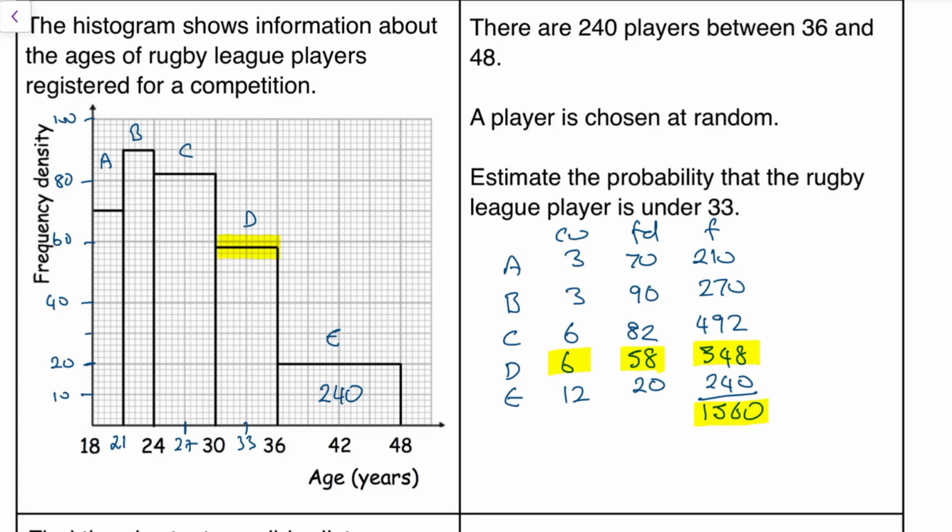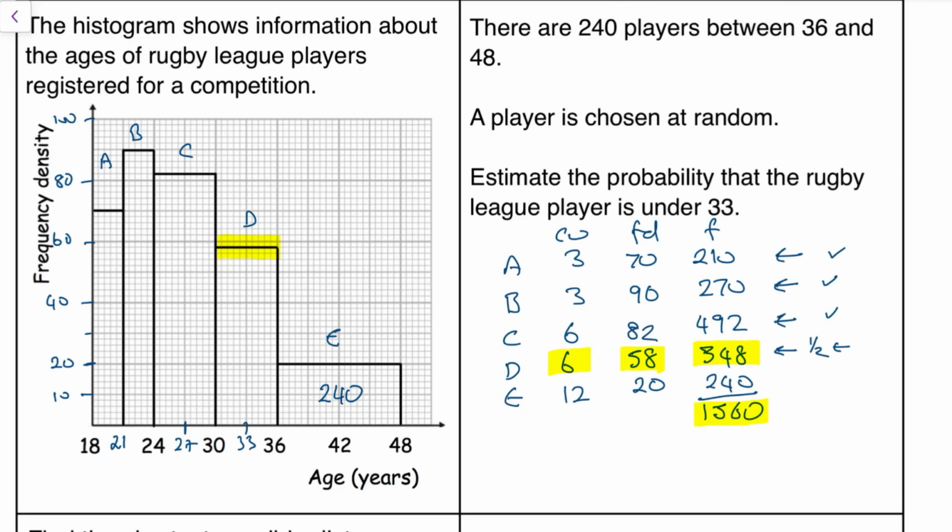Then what the question wants me to do, so it's a probability question. It says, estimate the probability that choosing a person at random is under 33. So these people here are all under 33 because they're between 0 and 21, as are these people here, as are these people here, and as are half of these people here. So in other words, I want to add up all of this, all of this, all of this, and half of this. So let's do that.